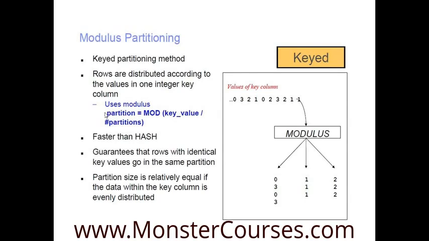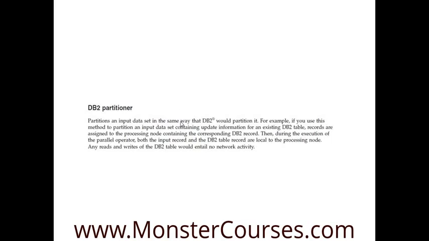This is the logic this algorithm uses: partition equals the mod of key value divided by partition number. The key value is nothing but the column which we give. The partition number is what we are using here. The example is for 3 nodes, so this value will be 3. Key value is the value of the particular column.